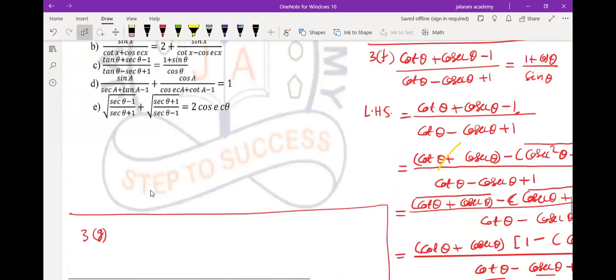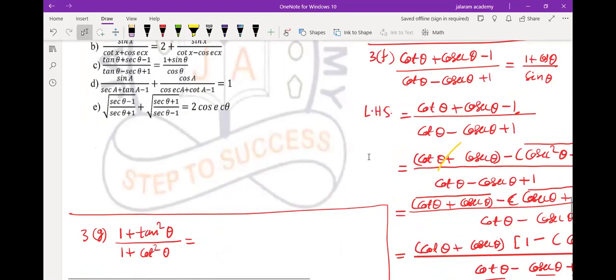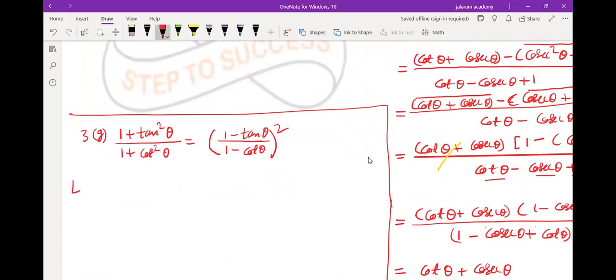1 plus tan square theta upon 1 plus cot square theta equals 1 minus tan theta over 1 minus cot theta, whole square. So we again start with LHS equals 1 plus tan square theta over 1 plus cot square theta.